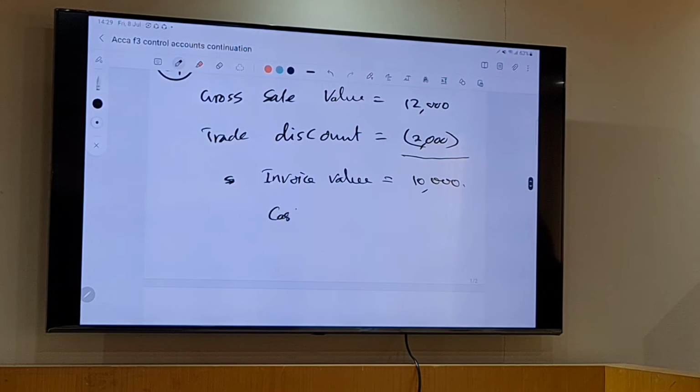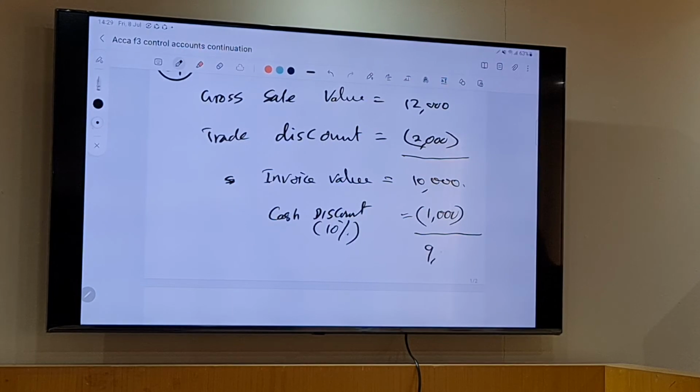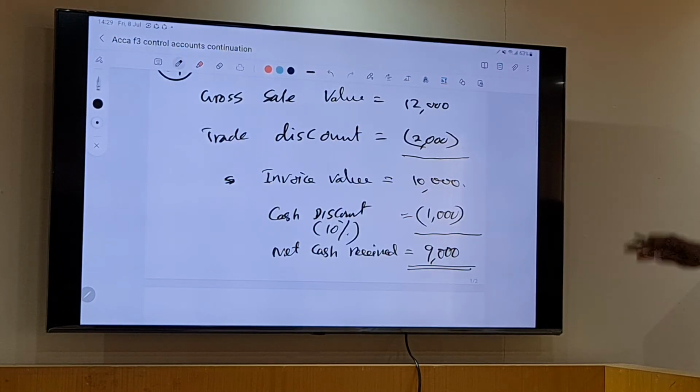Cash discount. This is the net cash. Now can you think about the double entry? This is just like a statement. We need to think about the double entry.